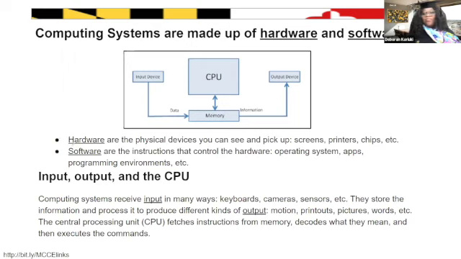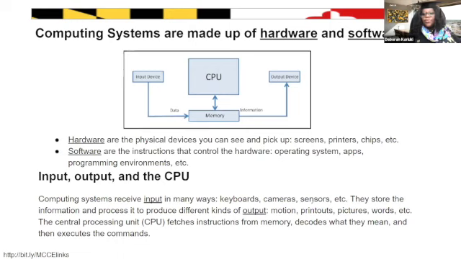Sometimes they do talk about firmware, and firmware is the one that is in between the hardware and the software. But we are not going to dwell too much on that, just in case you see that word. It's not part of the vocabulary that they've asked you. So input and output and the CPU. Computing systems will receive input in many ways from the keyboard, the camera, the sensors, and voice.